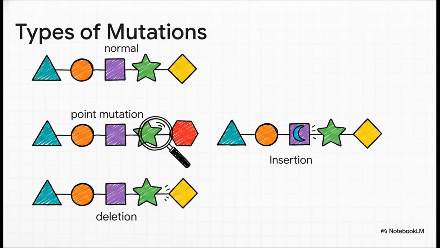Then we have insertion and deletion mutations. This is where you either add an extra letter or just delete one altogether. And this doesn't just mess up one word. It literally shifts the entire reading frame of our genes. That can completely disrupt how our cells synthesize vital proteins.